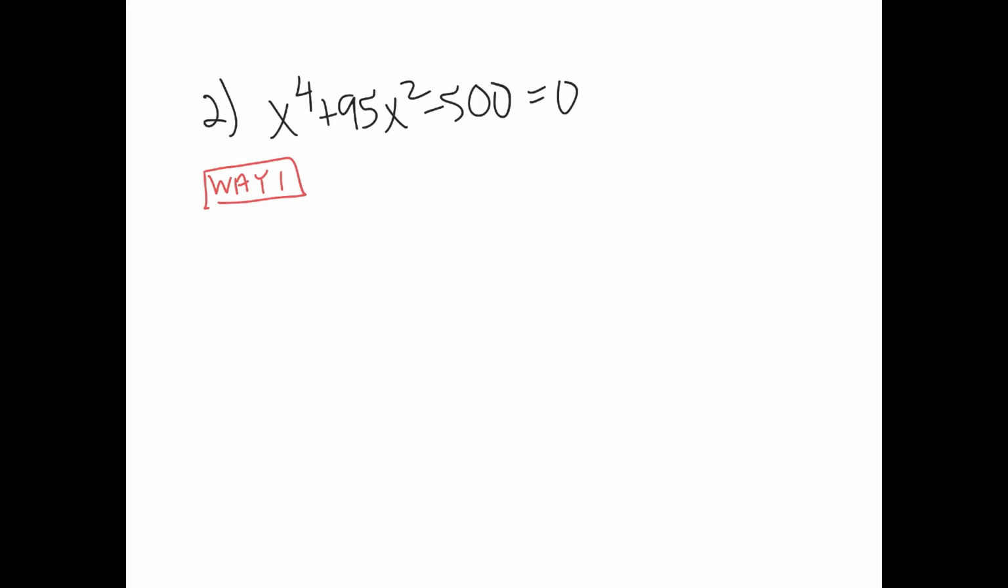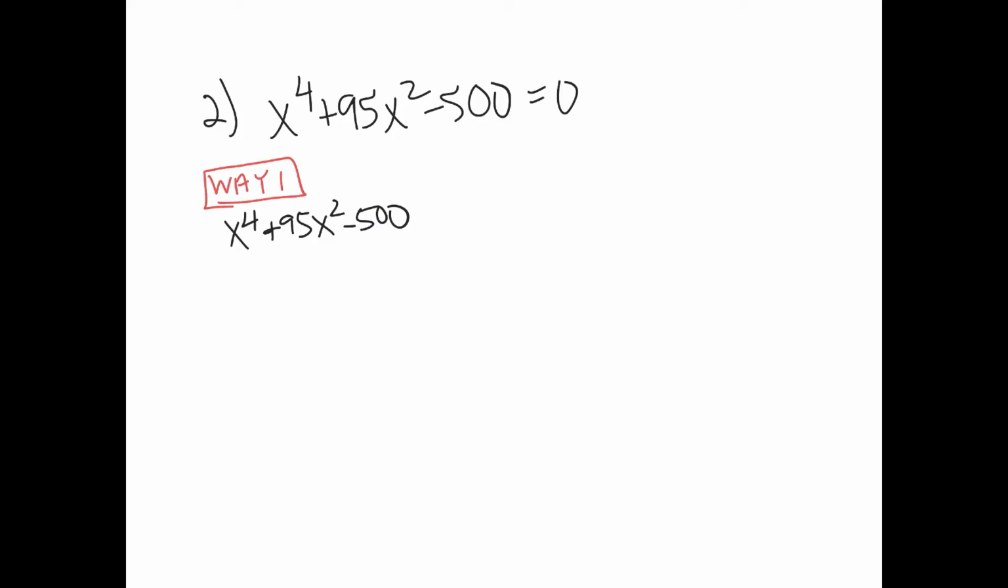So another one. What if I have, let's solve x to the 4th plus 95x squared minus 500 equals 0. So here I have two ways I could solve this. Okay, way one. Way one is to solve this similar to being a quadratic.